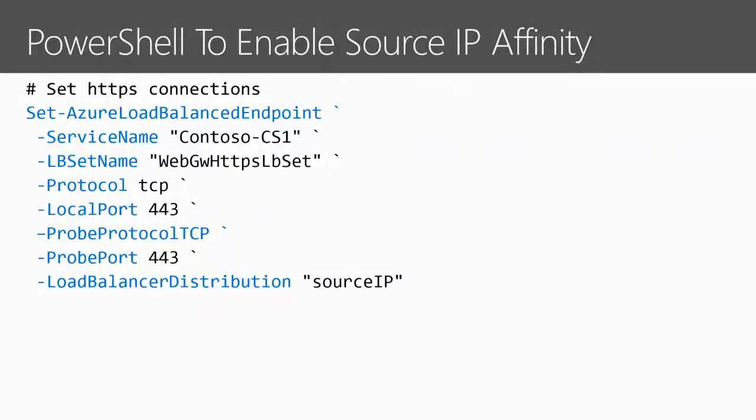And today, the source IP affinity is not available through the GUI. So you have to do it through PowerShell. And this is an example of the PowerShell I ran to set this on the deployment that I'm about to show you. Okay, so I tell it the cloud service name and the load balance set. Okay, I tell it the local port. In my case, it's 443. That's where my HTTP connections are coming in. And you can see at the bottom that I've set the load balancer distribution to source IP. And that's all I need to do. And now Azure will take care of this for me, and this will work just fine.